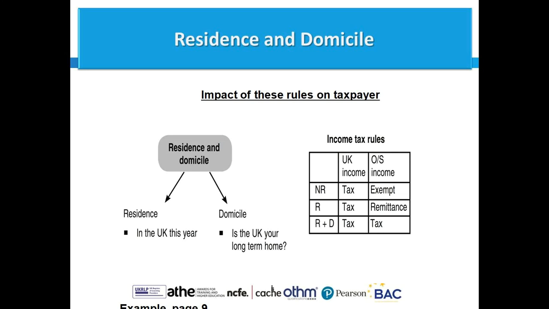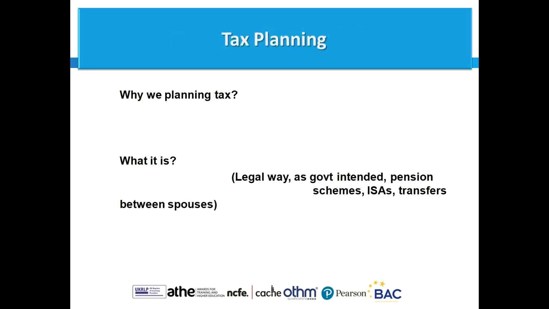So UK income, yes, taxed. Overseas income exempt. If you're non-resident, UK income is taxed, overseas income is not taxed. If you're UK resident, you pay the tax. If you're overseas, remittance coming into the UK is exempt, but we need to declare it. Resident plus domicile, taxed, yes. So you have to pay tax.